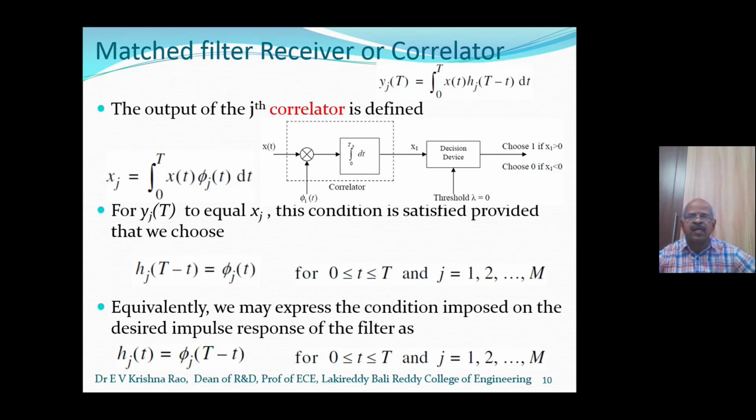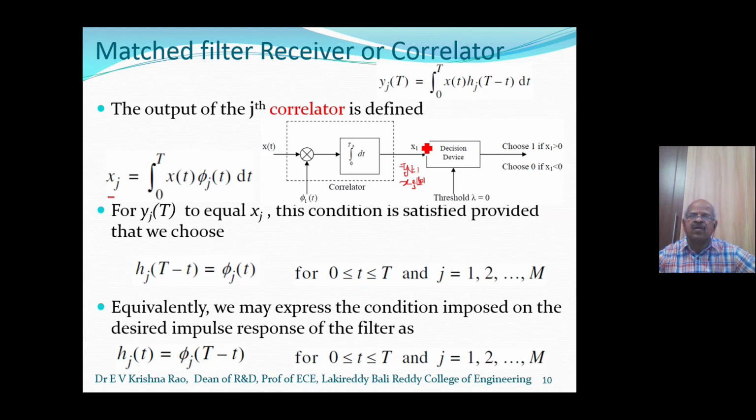Suppose there are m number of correlators. One of the correlators you can consider, that is the product of input and some function, a basis function or whatever the signal function that is being considered, product and integrating 0 to T, that is the duration of the pulse or bit. So that is the output, we are getting the convolved output here. x j is the output of this correlator. So our jth correlator x j is the integral of the product x of t phi j of t dt. So this is the correlator.